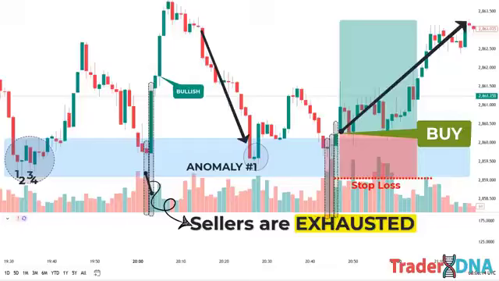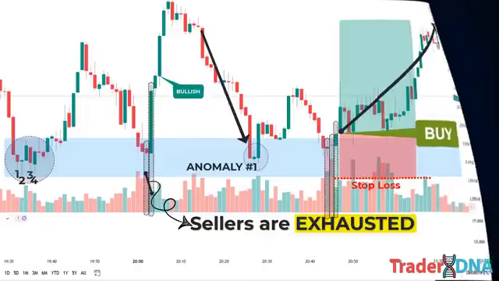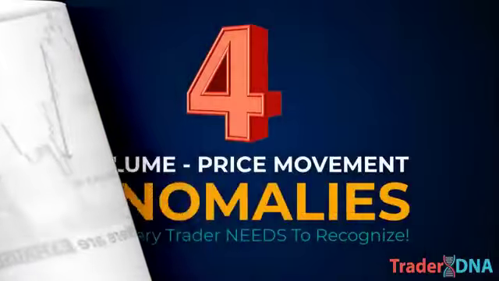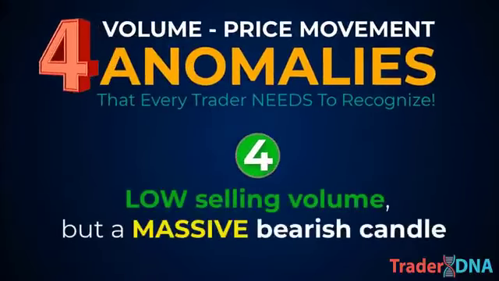Now let's move on to anomaly number 4. Low selling volume, but a massive bearish candle. You do not want to miss this. Let's go. Anomaly number 4. Low selling volume, but a massive bearish candle.